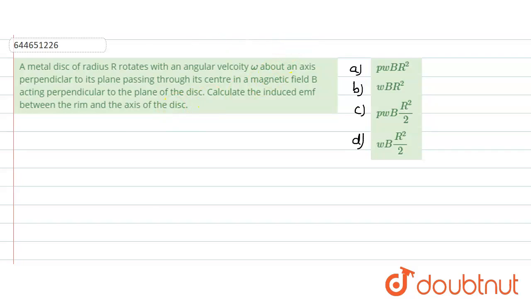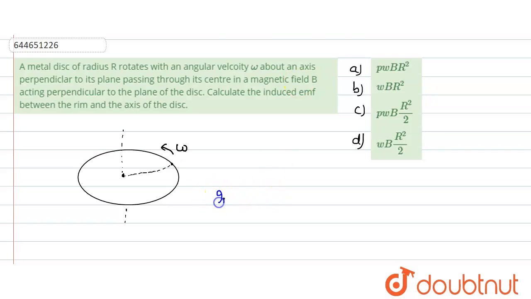Okay. So, for example, this is our metallic disc, and the metallic disc of radius r is rotating with an angular velocity omega about an axis which is perpendicular to this, passing through the center. Now, what we need to calculate is the induced EMF between rim and the axis. So, for example, at this point and this point. If we just take a rod and join these 2 points, it would be rotating. So, what would be the EMF which would be induced?